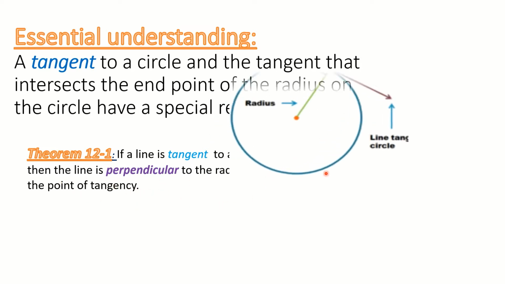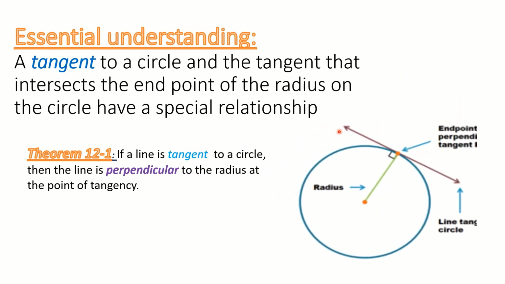Look at this figure. This line is tangent to the circle at this point. That means this point is the point of tangency. So, if a line is tangent to a circle at a given point, then a radius drawn to that point will be perpendicular to the tangent line.